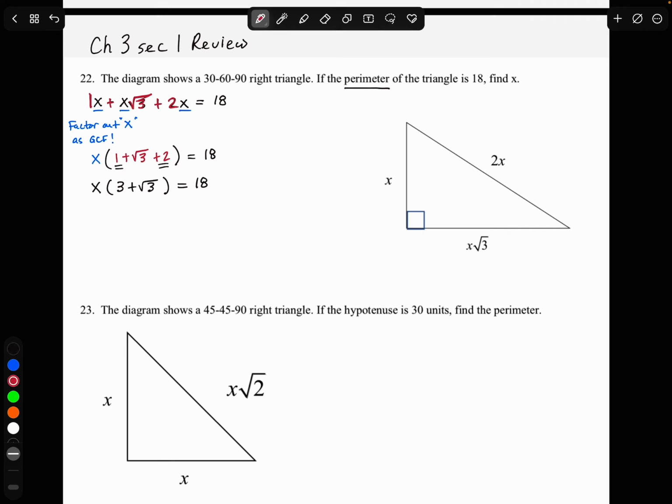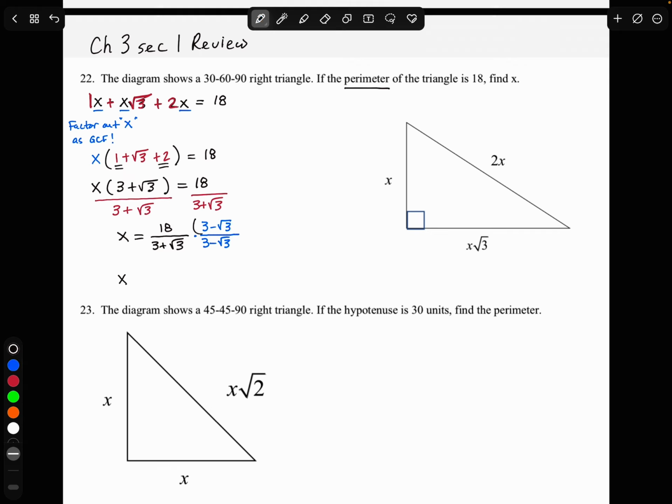And our goal is to solve for x, so we need to get rid of that 3 plus the square root of 3. We're going to divide each side by 3 plus the square root of 3. So we end up with x is equal to 18 over 3 plus the square root of 3. However, we're working on rationalizing denominators in this chapter, so we don't want to leave that square root of 3 in the denominator. Since it's a binomial, remember we need to multiply by the conjugate. So if I multiply the bottom by 3 minus the square root of 3, then I also have to do the same thing on the top.